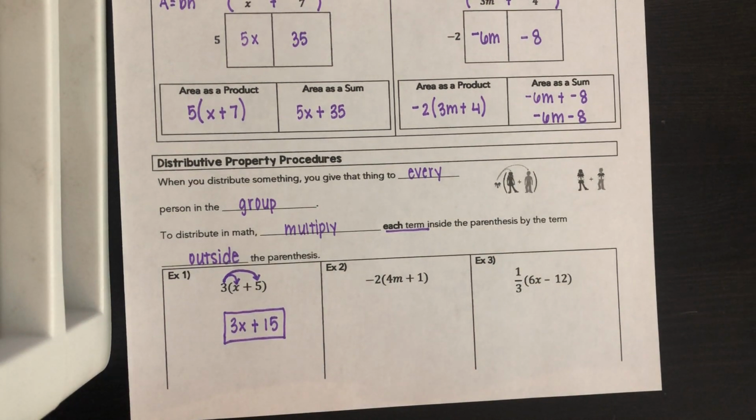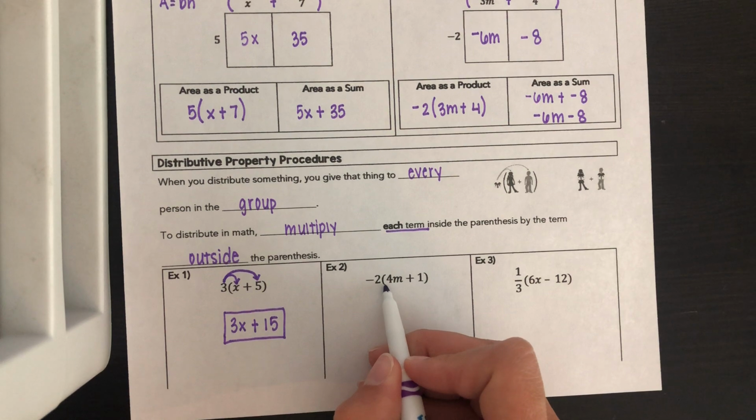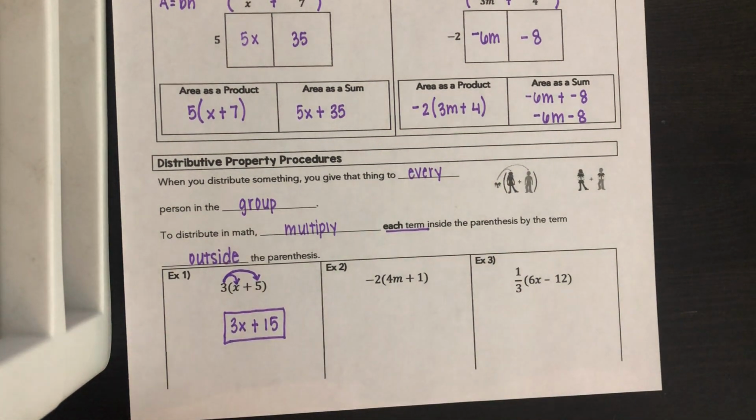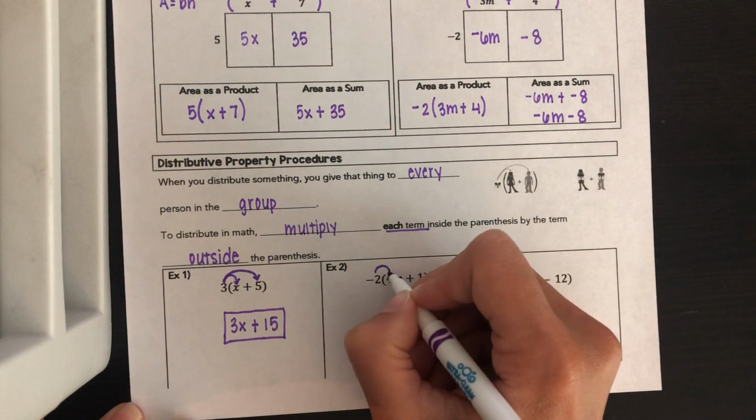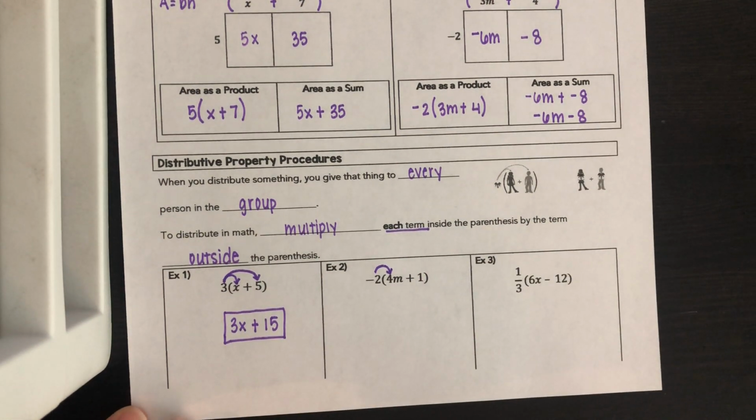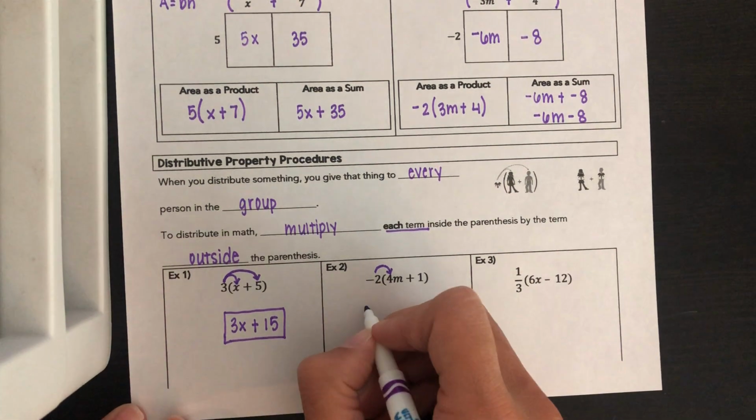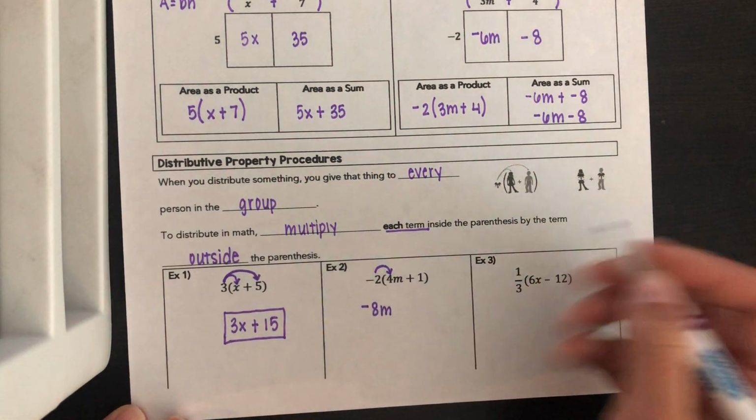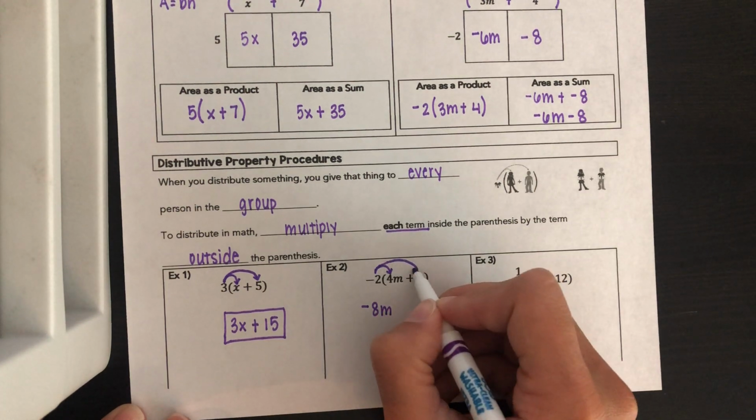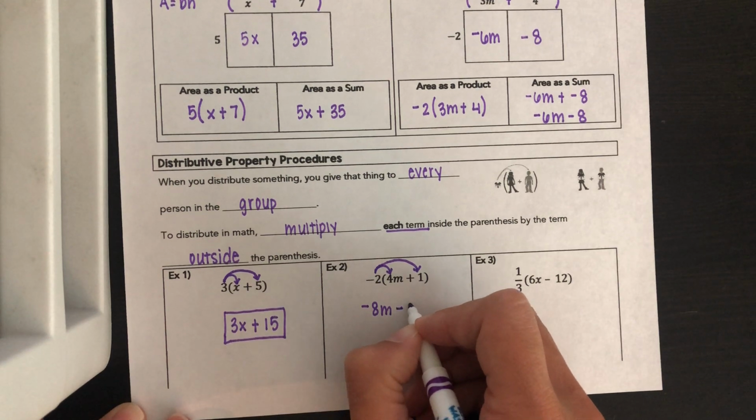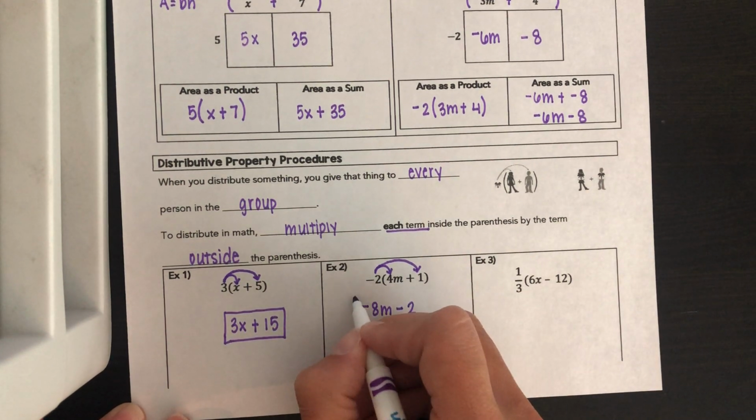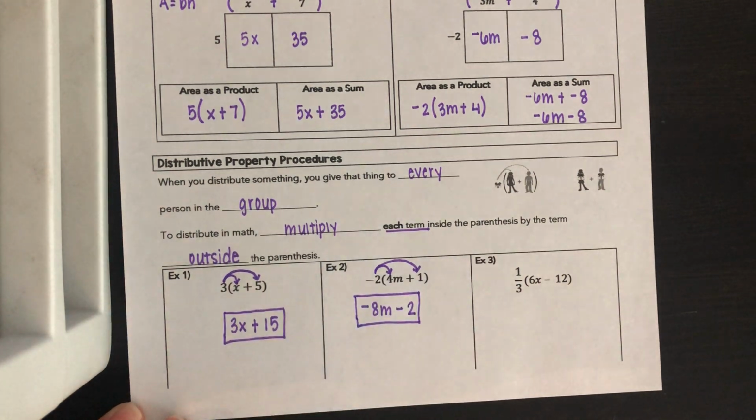Let's take a look at another example. We have -2 times the quantity of 4m plus 1. So again, we're going to take our term outside the parentheses and we're going to multiply it by everything inside the parentheses. So -2 times 4m is -8m, and -2 times +1 would be -2. So I would subtract 2. And again, now I have a simplified expression because I've eliminated all of my parentheses and there are no like terms for me to combine.